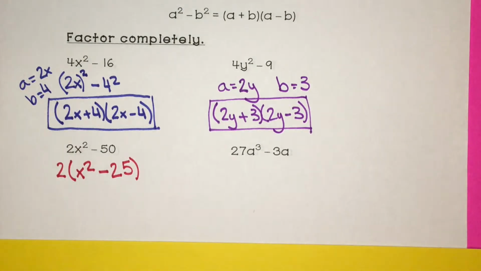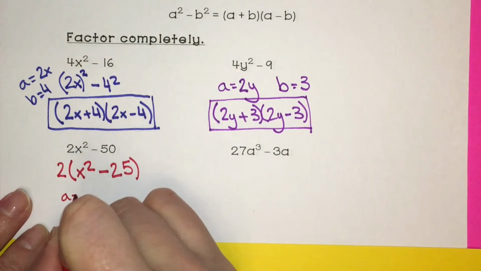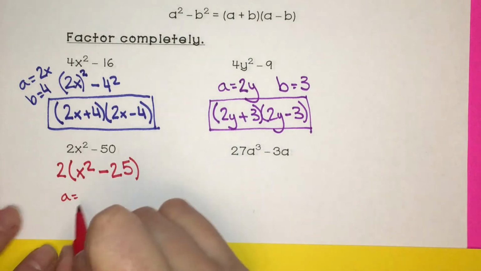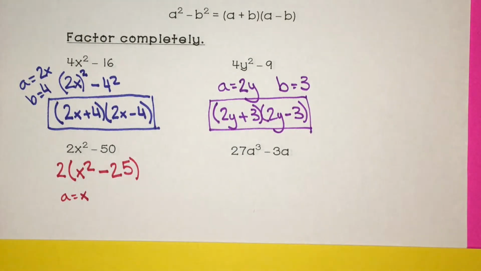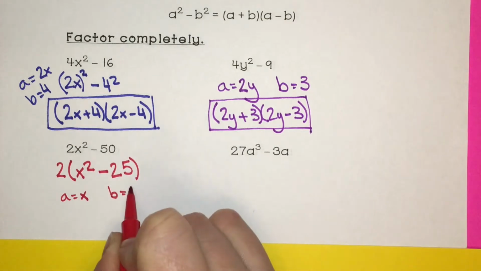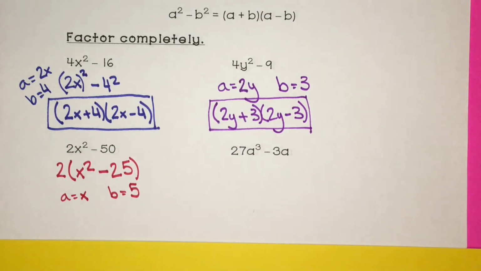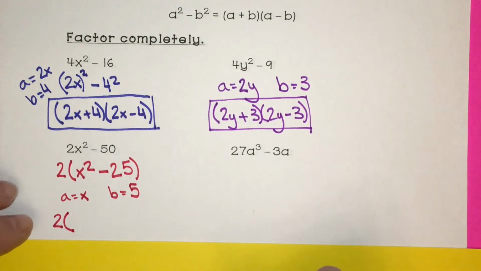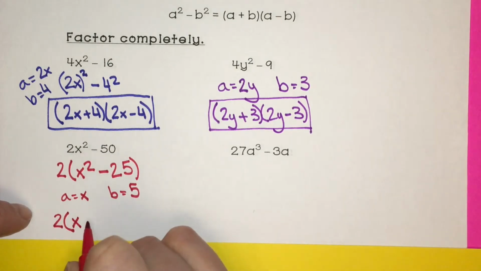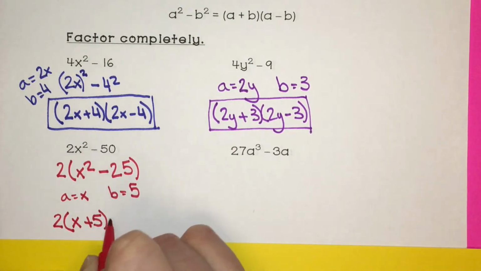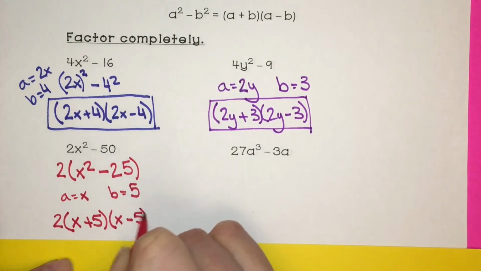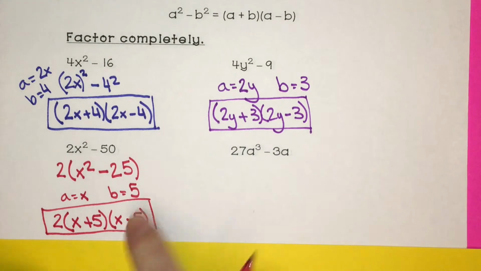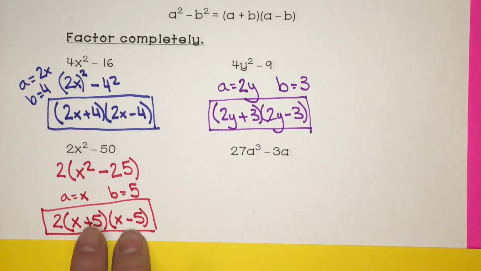So I'm going to start by figuring out what a and b are. Okay, so for a, well, what square gives me x squared? Well, just x. And then for b, what squared is 25? I know that's 5. So when I write my answer, I have to have 2 on the outside times our a value, which is x, plus the b value, which is 5, times x minus 5. So for the answer, it will always be the exact same things, but they're going to be conjugates. One has plus, one has minus in the middle. So just addition and subtraction is the only different part.